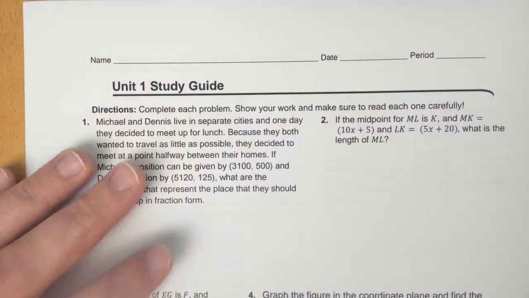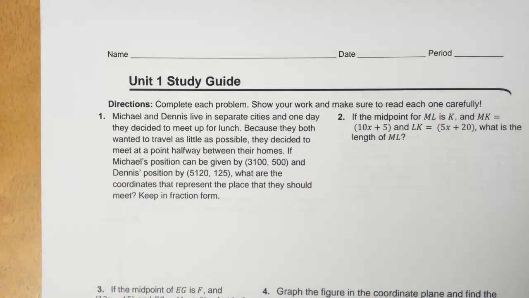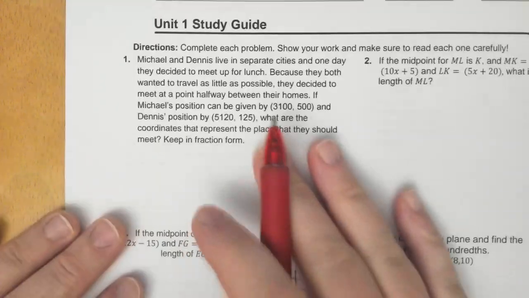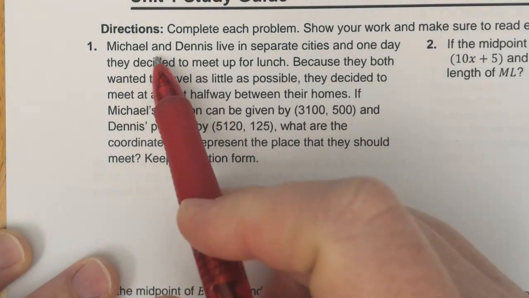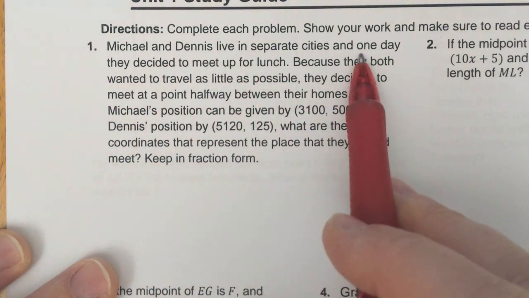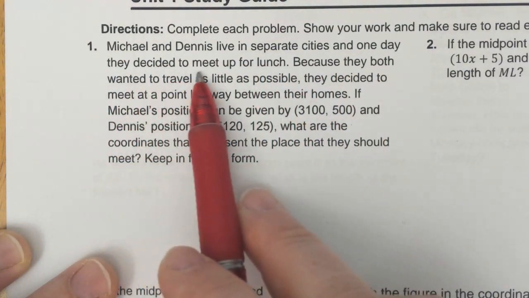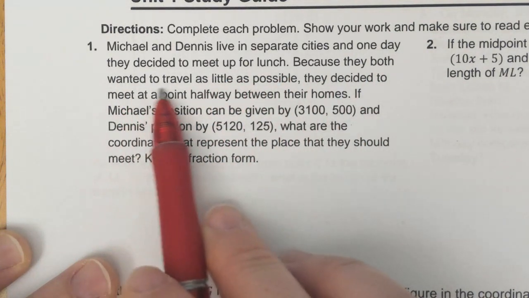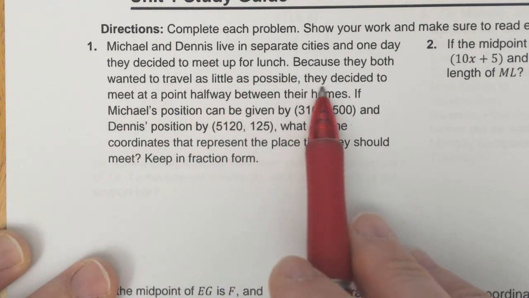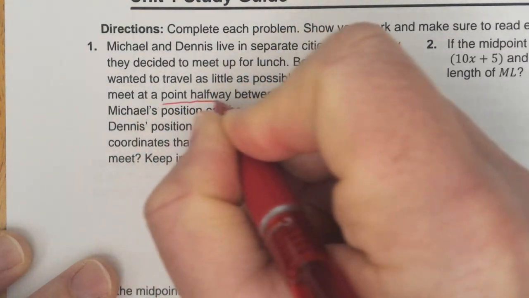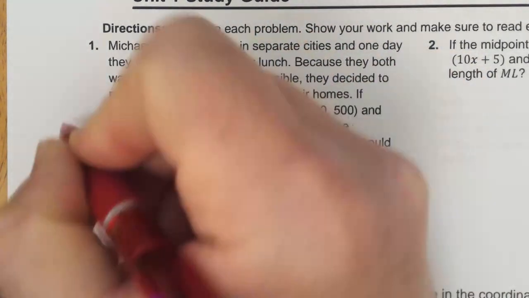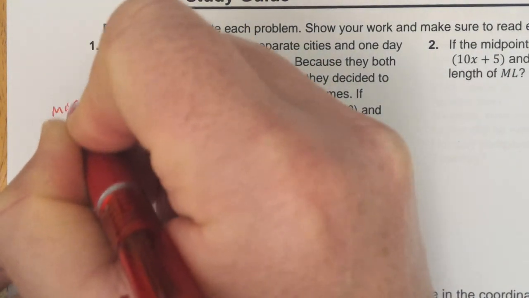Okay, so let's get started. All right, for this study guide, I'm going to zoom in here. Michael and Dennis live in separate cities, and one day they decide to meet for lunch because they both wanted to travel as little as possible. They decided to meet at one point halfway. Okay, so a point halfway. So that right there is telling me about the midpoint.